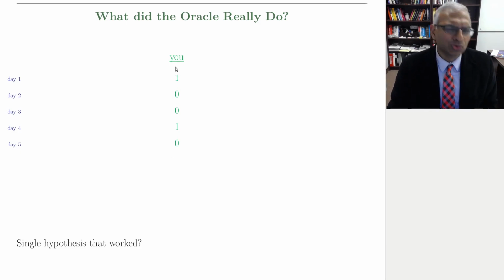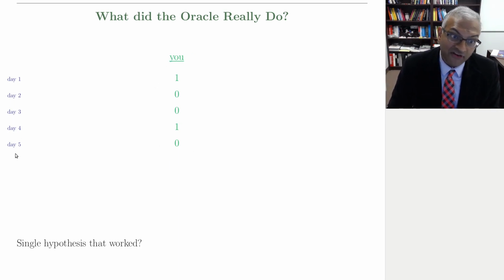Well, it wasn't actually you who predicted, but you got the predictions. And you think of yourself as being the implementer, or the reader, of this hypothesis. So you saw one hypothesis that fit all your five data points correctly. And as far as you are concerned, you have a single hypothesis that has been verified on five data points.